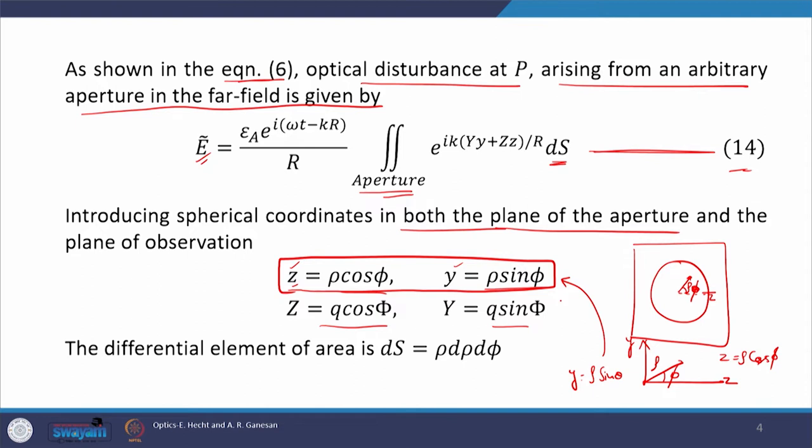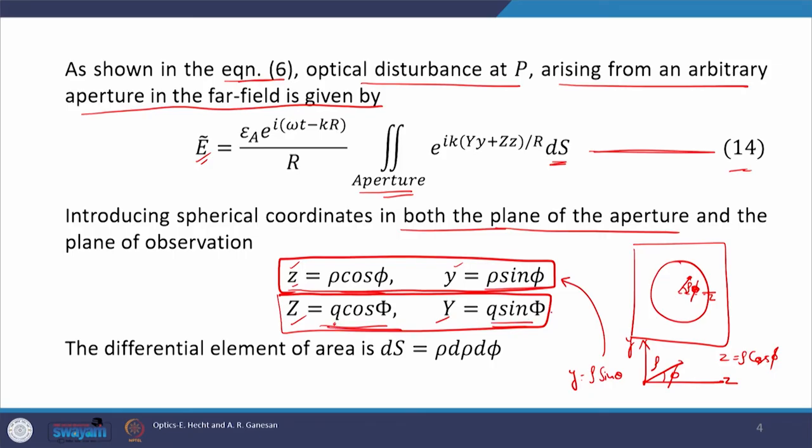In the aperture plane, small z is replaced by rho cos phi and small y is equal to rho sin phi. Similarly, in the screen plane, the screen of observation, the point of observation is at a distance q, and the line joining the origin at the screen plane and the point of observation makes an angle capital phi with the capital Z axis. Therefore, capital Z and capital Y here would be replaced by q cos capital phi and q sin capital phi. Okay, this is very much obvious.